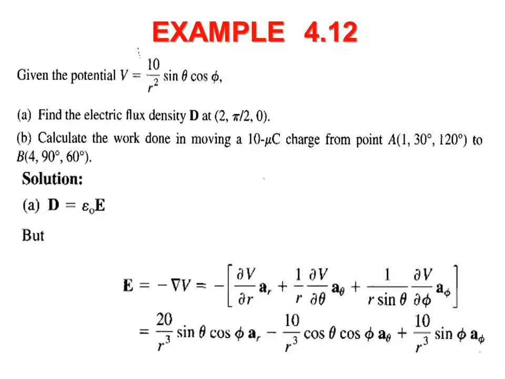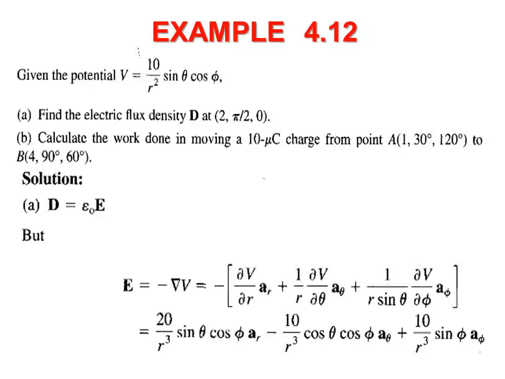So part A says find the electrical flux density D at 2, pi by 2, and 0. We have already discussed electrical flux density, and we have already discussed the coordinate systems. So when we look at 2 and pi by 2, the pi by 2 shows an angle. So it can be a spherical coordinate system or a cylindrical coordinate system, depending on the conditions. Okay, we'll see later.